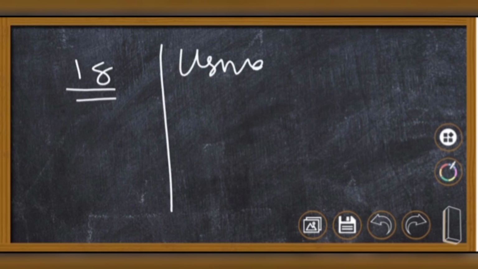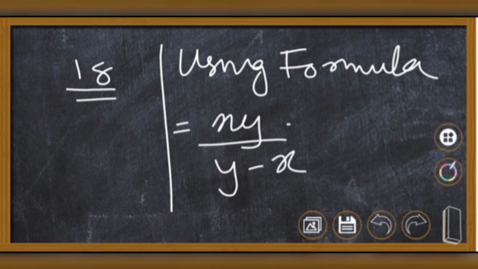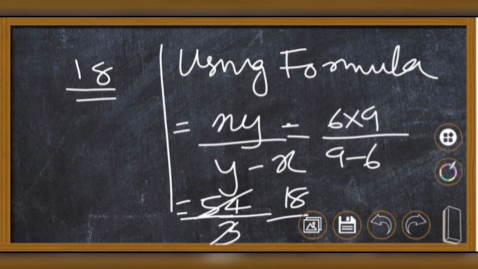Now using the equation, you can directly substitute. XY divided by Y minus X gives you 6 into 9 divided by 9 minus 6, that is 54 by 3, which gives you 18. So that is the answer, and these are some of the basic questions, and you have to study them well to do more difficult questions which are asked in all the exams.